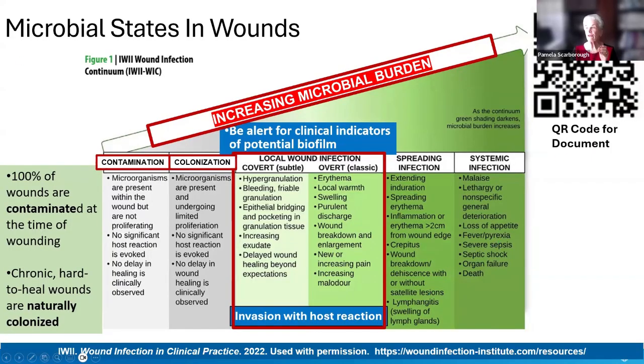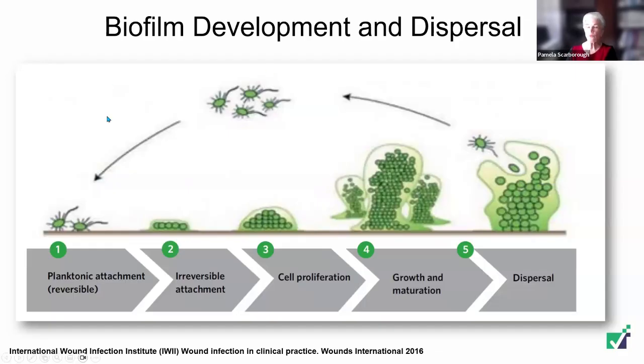So this is very, very important for you to understand this sweet spot right here. The sweet, sweet, sweet spot is over here where the wound is staying colonized. But if we get the local wound infection, subtle, which is your covert, or your classic signs and symptoms, overt, this is where you're going to really start working on that wound so you don't end up with a wound going to a systemic stage. And that's what we've just talked about.